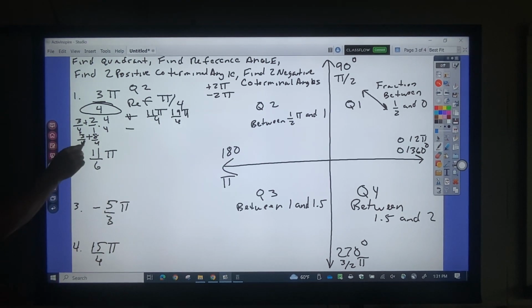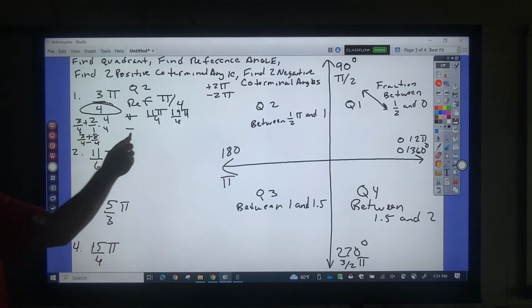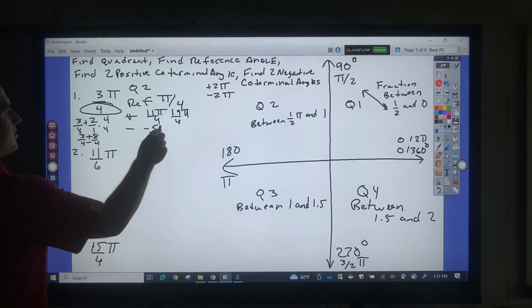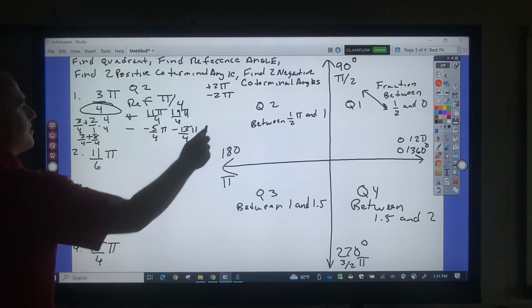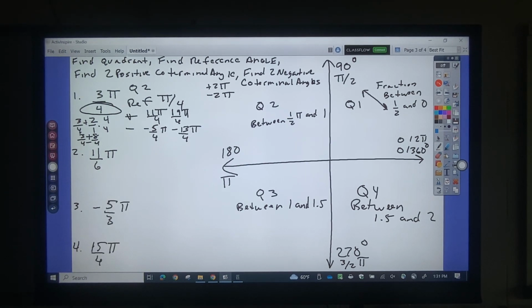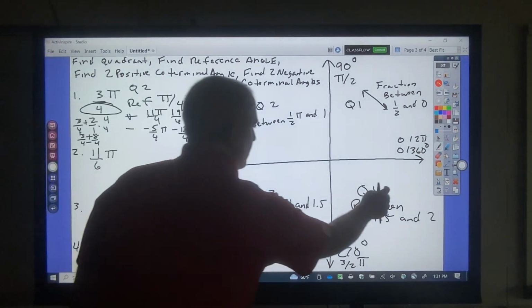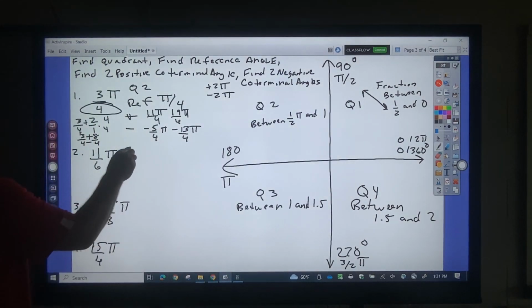I would also subtract that. 3 minus 8/4 would be negative 5/4. Subtract another 8 would be negative 13/4. And those are the negative ones. Next, 11 over 6. 6 goes in one time with 5/6 left, so that would be quadrant number 4.